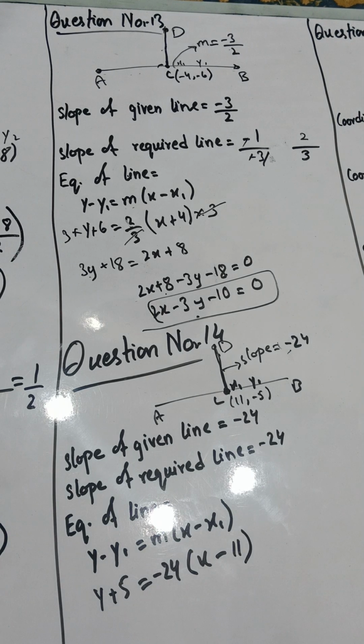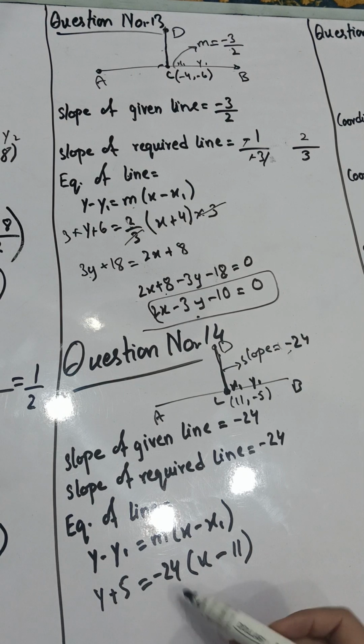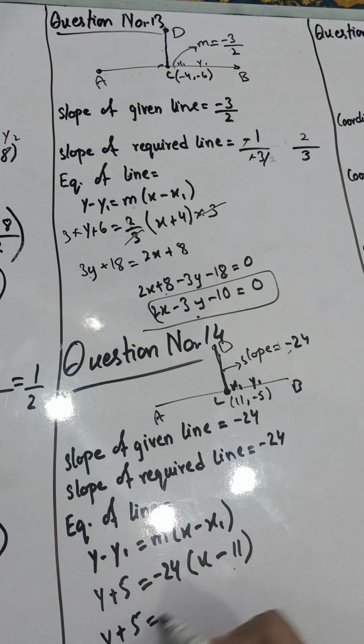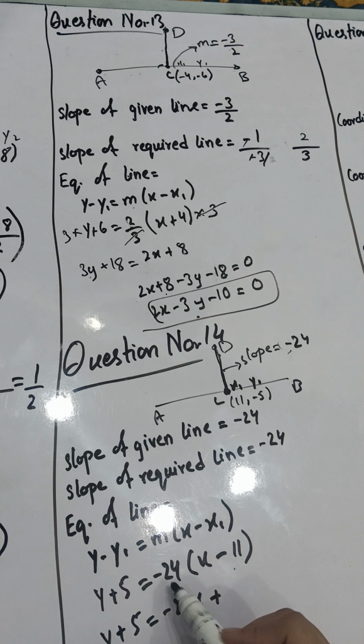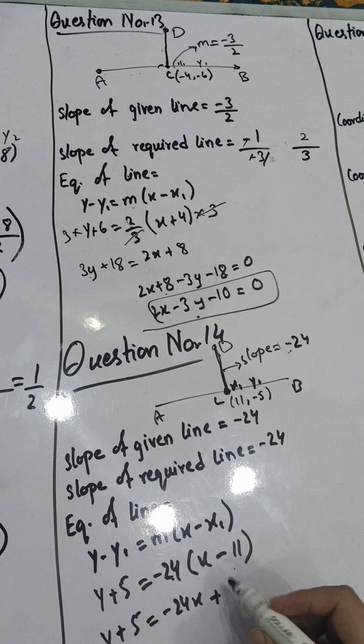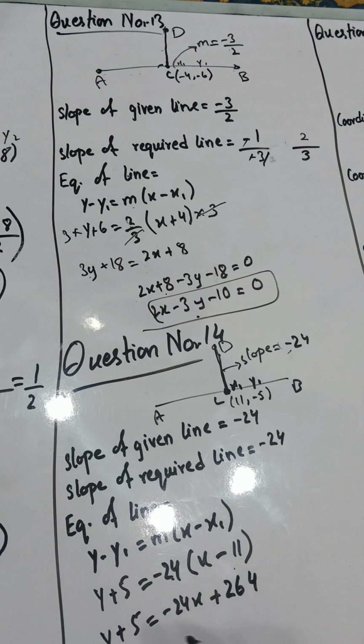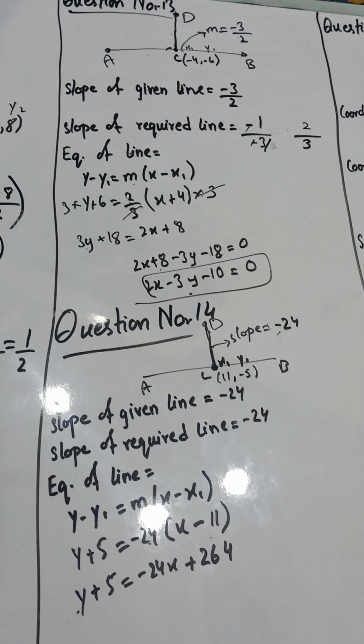So now we have put all of these values. Now we have to solve it. So first of all you multiply -24 to the inner bracket. So y plus 5 will equal -24x minus minus, this will equal plus, or multiply 24 with the 11, it will equal 264, ठीक है। Now this x is negative, so we should take it to the other side. So how it will happen, let's see this.